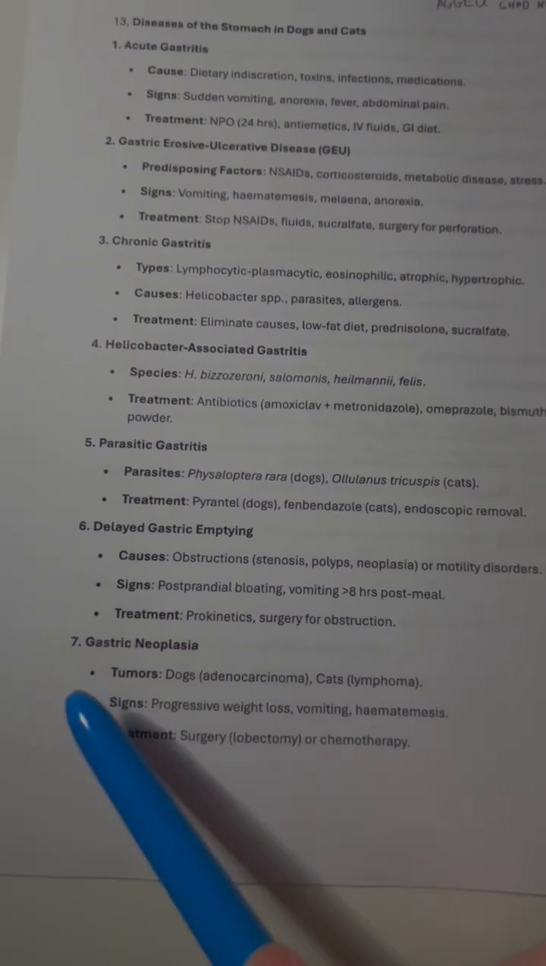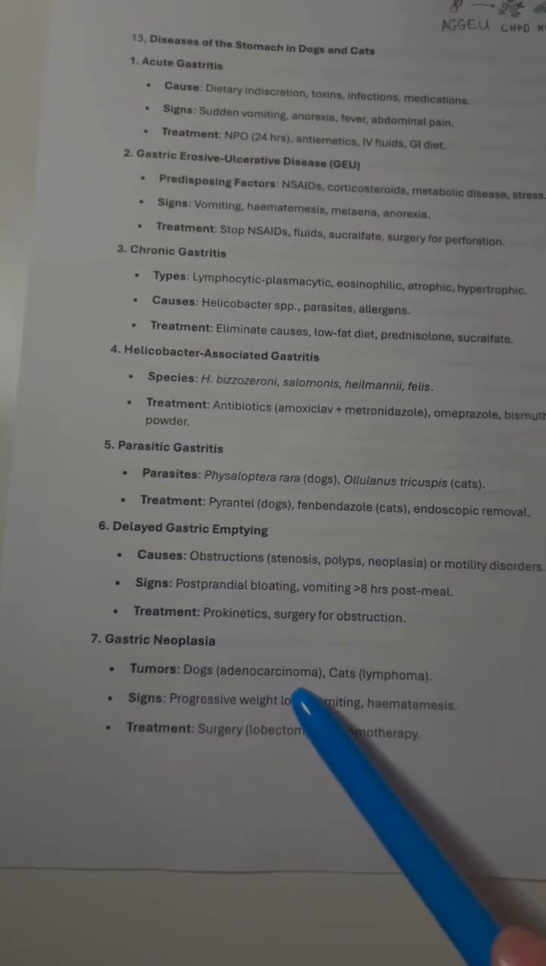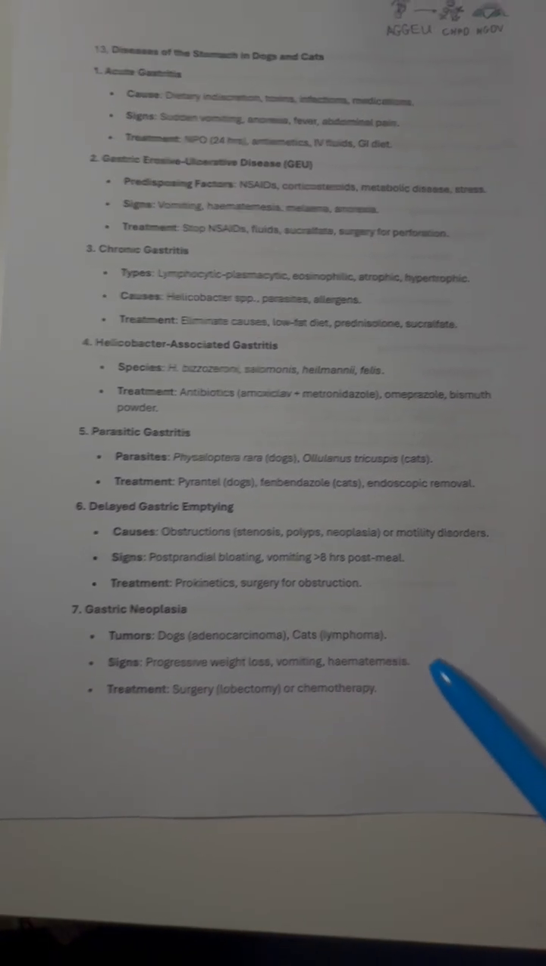For gastric neoplasia, the tumours in dogs are adenocarcinoma, and in cats it's lymphoma. The signs are progressive weight loss, vomiting, and hematemesis.